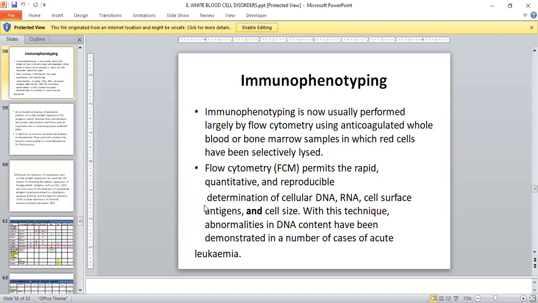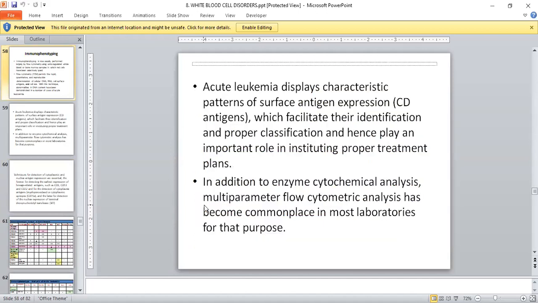These are just the other tests. You can do your immunophenotyping or your flow cytometry just to help diagnose.